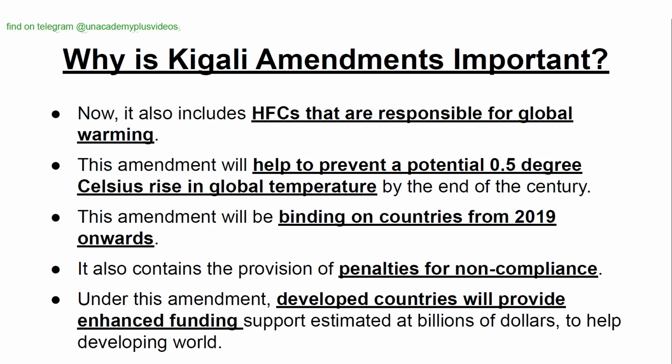Why is the Kigali Amendment important? It includes HFCs that are responsible for global warming. This amendment will help to prevent a potential 0.5 degree Celsius rise in global temperature by the end of the century. This amendment will be binding on countries from 2019 onwards. It also contains provisions for penalties for non-compliance. Under this amendment, developed countries will provide enhanced funding support, estimated at billions of dollars, to help the developing world.